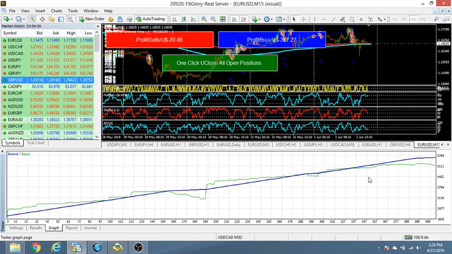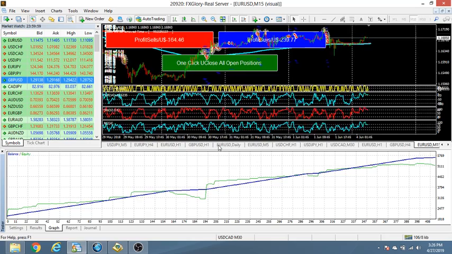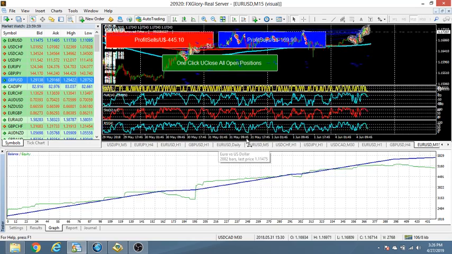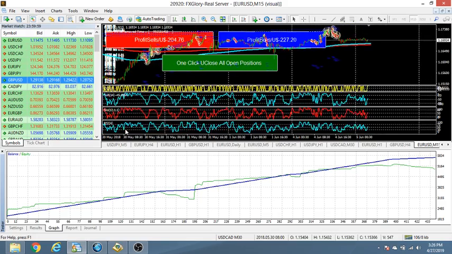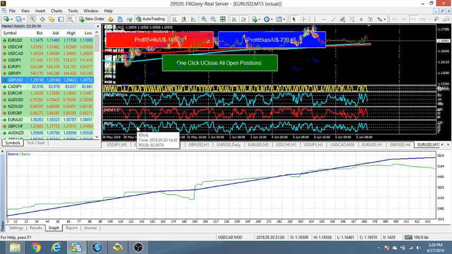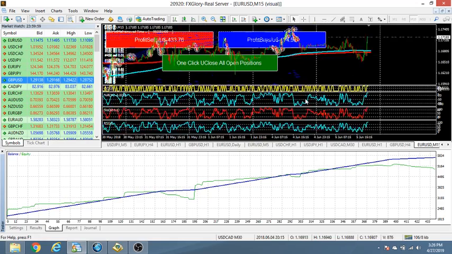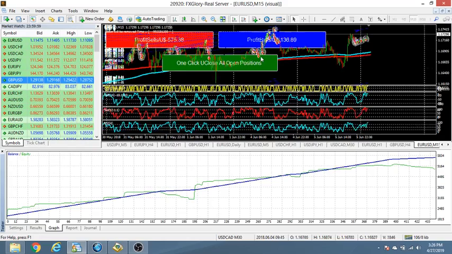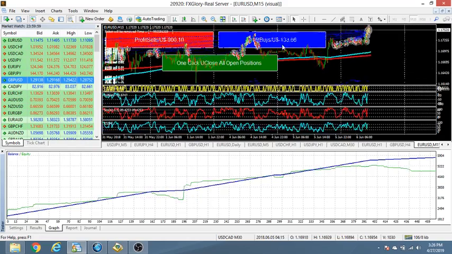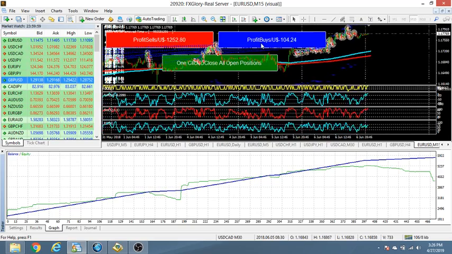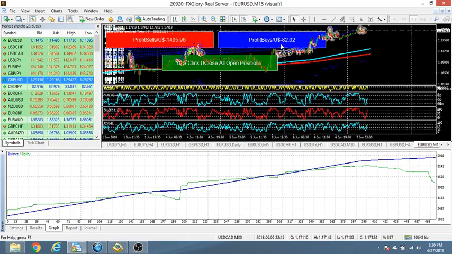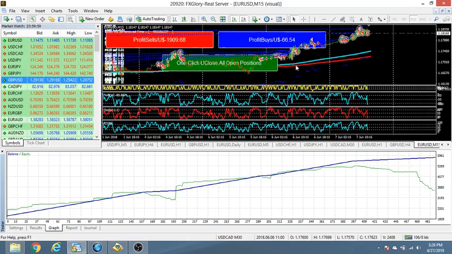Look at the graph below here. Now you see this, it behaves in the market. It's just like this. It buys and sells, buys and sells. Now you see here, this button here is negative because it opens more positions.